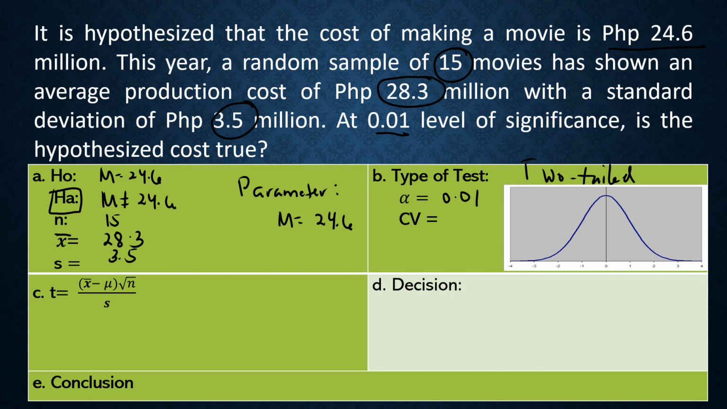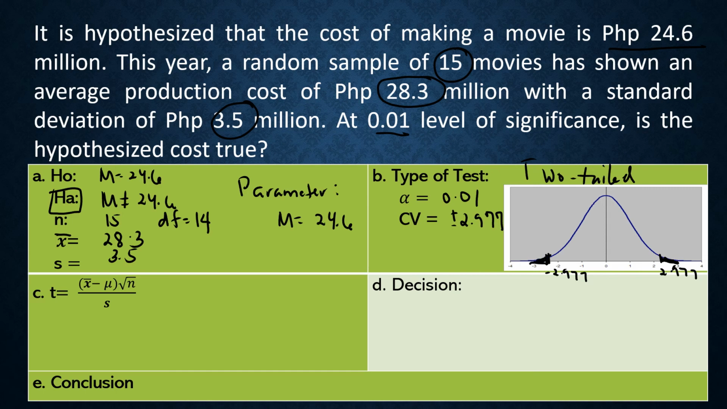Now looking at your t-distribution table, n is equal to 15, therefore your degree of freedom is equal to 14. So you're going to take a look at 14, two-tailed 0.01, and we're going to have 2.977. But since it is not equal, we're going to have positive and negative. So now let's plot this on the normal curve. We have negative 2.977 and positive 2.977. So let's now have the shaded part. It will be shaded here.